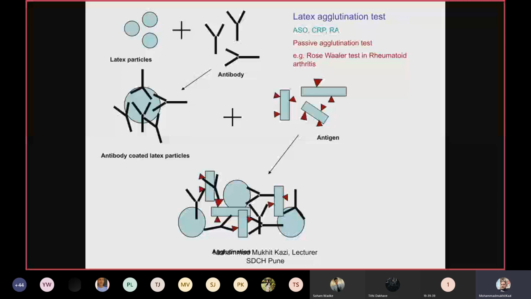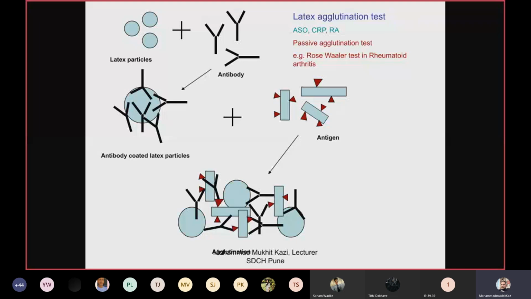The agglutination test can be modified as a latex agglutination test by coating some organisms or particles with antibodies or antigens based upon your interest. You can see here there are 3 circles on the top which represent latex particles coated with Y-shaped antibodies, and there will be an antigen, and then when you add it, there will be a reaction and formation of antigen-antibody complexes. So this is called the latex agglutination test. Examples are the ASO test, anti-streptolysin O, the C-reactive protein test, or the rheumatoid arthritis test. These are the 3 different tests which come under the latex agglutination test.